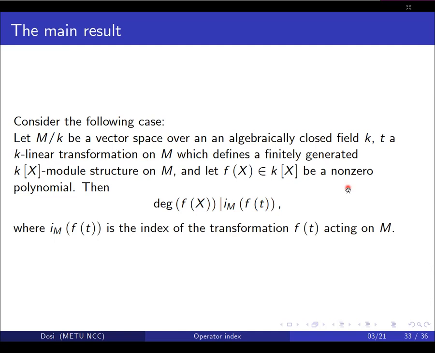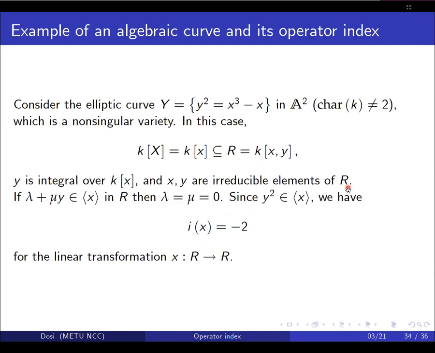Well, what's the meaning of that from the point of view of geometry? Let me explain with a special elliptic curve. Look at this elliptic curve. In this case, we can calculate the index. For example, we have an action of x and y. It's not so hard to calculate the index directly. Just pass to the quotient generated by the ideal x, and then this quotient turns out to be a finite dimensional space, and calculating its dimension is not so hard.